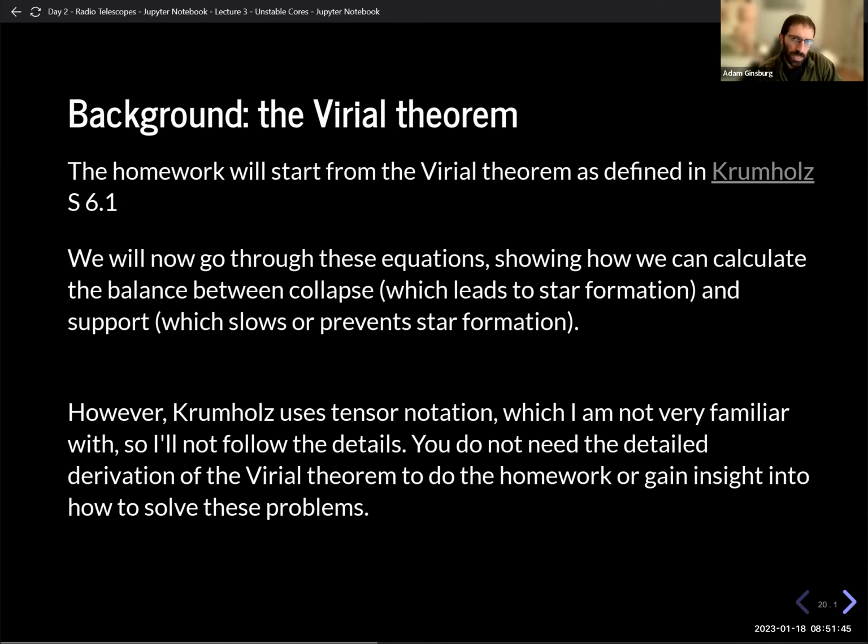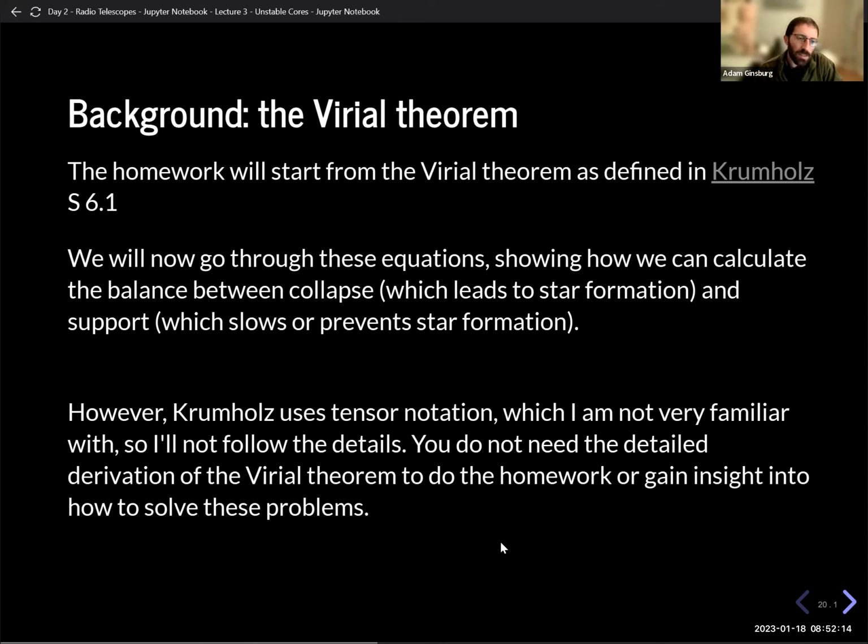So the way we do this is we start off with something called the Virial Theorem, which specifies the balance between different forms of energy. I'm going to walk you through the basic equations that we're going to start with before we even get to the Bonnor-Ebert sphere. You're not going to have to derive anything from these equations, but I want to make sure you've seen how they're done in at least one example.